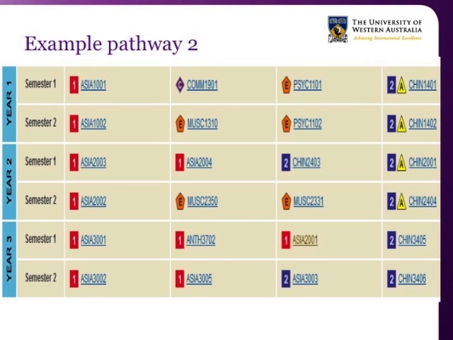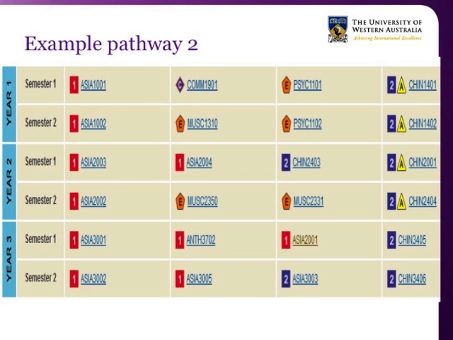Let's look at the second pathway. You can tell already from the red squares and the blue squares that this student has completed 2 majors. So let's go through this in detail. In the first semester of their first year, the student completed a Level 1 Asian Studies unit.